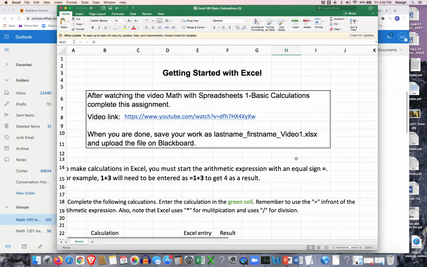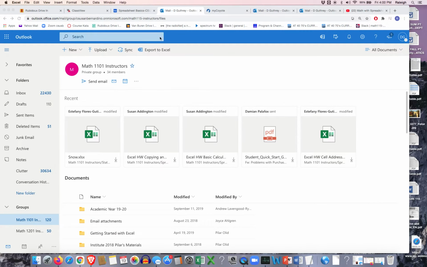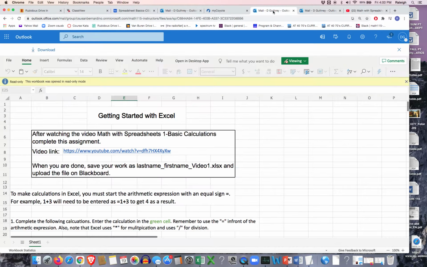Okay, so we got getting started with Excel out of the way. That's the first spreadsheet, so let me get out of here. And I don't want to save anything, nope. So let's go, and then we'll try the next one, cell addresses, is that right? Let's see, let's go over here, and that's number 1.